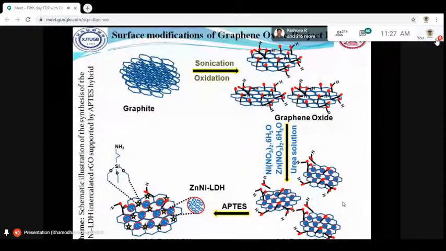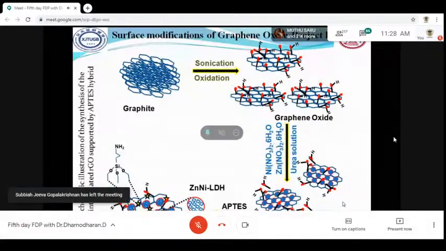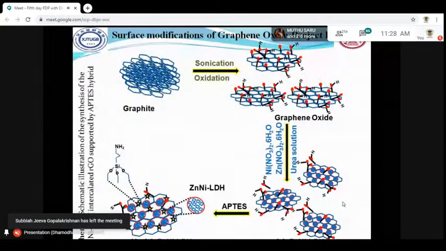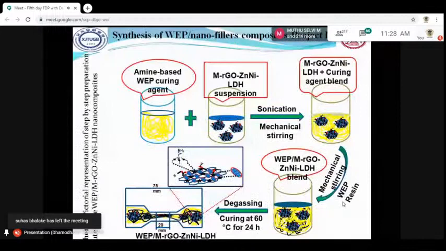Here, the same as my previous project, on the graphene oxide surface most of the oxygen functionalities have been replaced with the zinc nickel, so hydrophilic will become hydrophobic, like my first project. So here also we plan to give some functional group to make it hydrophilic. Here we have used APTS, aminopropyl trimethoxysilane, and finally the APTS treated RGO zinc nickel LDH is denoted as modified RGO zinc nickel LDH. We followed the same method for the composite preparation.